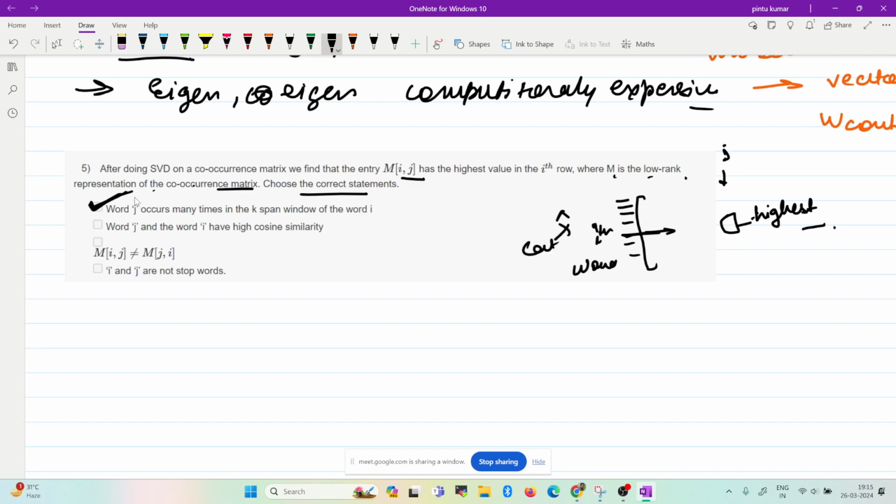Now the second point is word j and word I have high cosine similarity. And this thing is also true, because you have high value in your I and j position, then if you take your XX transpose, this entry would have larger value.